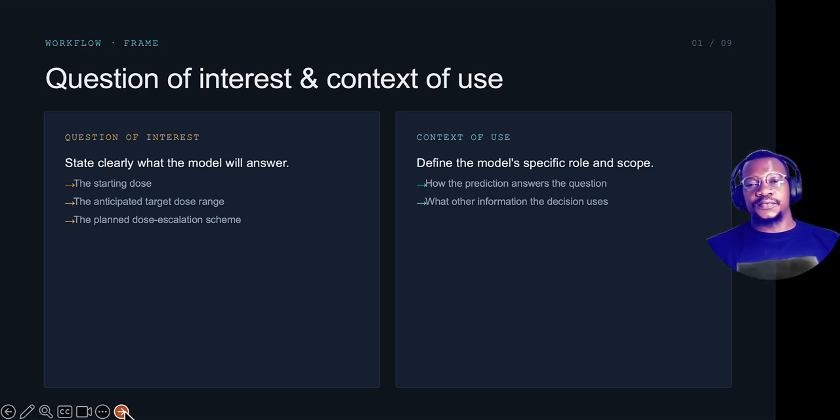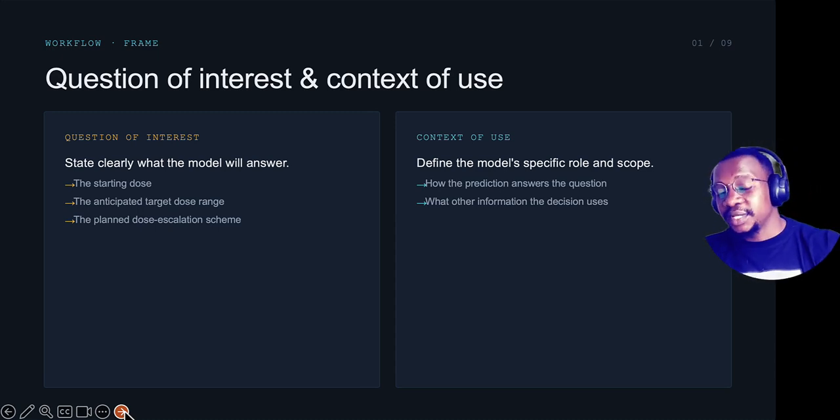The context of use, of course, you should also capture that. Define the model's specific role and scope, how the prediction answers the question, and what other information your decision is dependent on, how you arrived at that first dose, or uses to determine that level of dose.